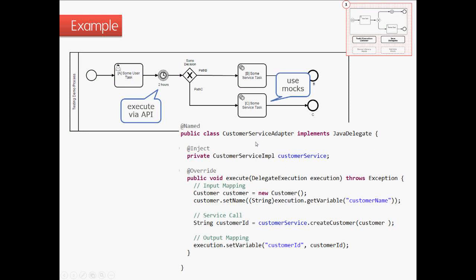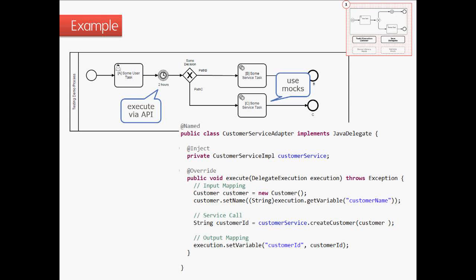But what this Java code, the adapter, normally has is an input mapping. So we're basically reading data from the process context, from the variables. We're calling the service. And then if we get some data back, we're somehow processing it. So we're doing an output mapping. And that's actually what these delegates or these adapters should do.